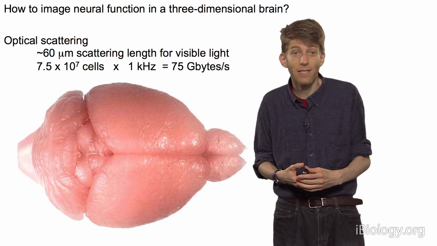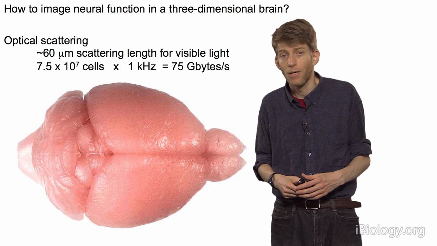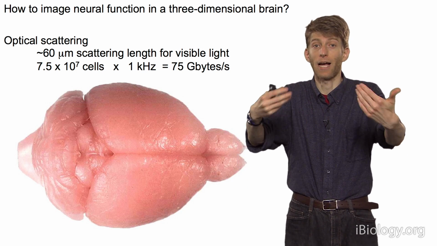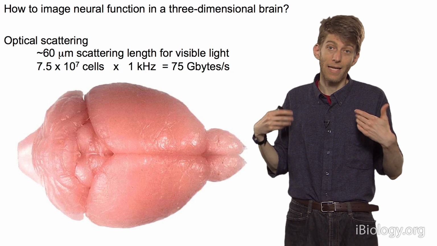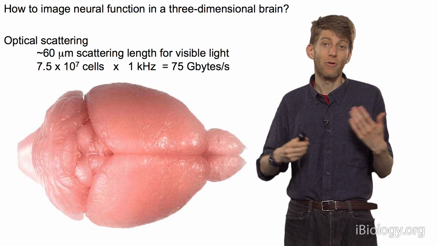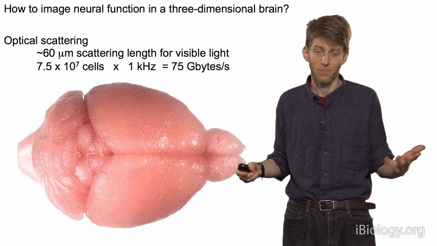Another challenge is that in every mouse brain, there's about 75 million neurons. To record from these at 1,000 frames a second, which you need to detect action potentials, would lead to a data rate of about 75 gigabytes a second. We don't know how to store this data, let alone what to do with it if we did have it.